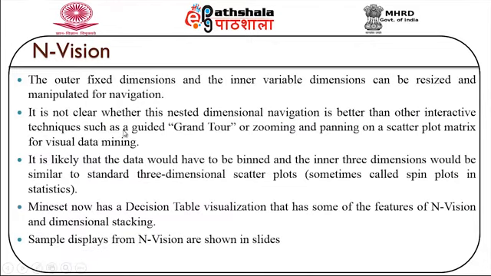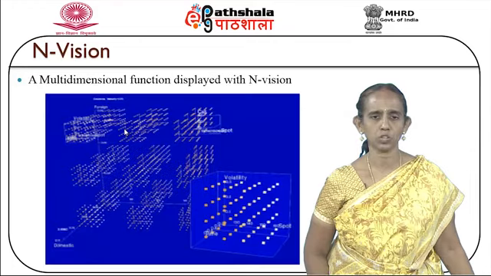It is not clear whether this nested dimensional navigation is better than other interactive techniques such as the guided grand tour or zooming and panning on a scatter plot matrix for visual data mining. It is likely that the data would have to be binned and the inner 3 dimensions would be similar to a standard 3-dimensional scatter plot, sometimes also called spin plots in statistics. MineSet now has a decision table visualization that has some of the features of N-Vision and dimensional stacking. Sample displays from N-Vision are shown in the slides.